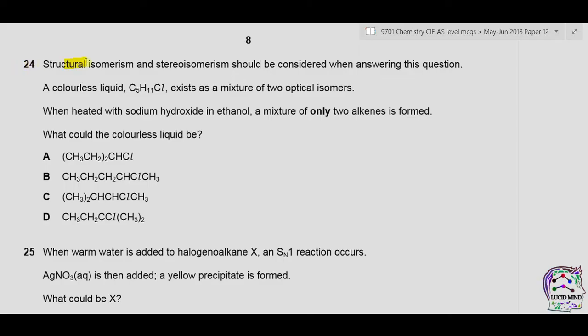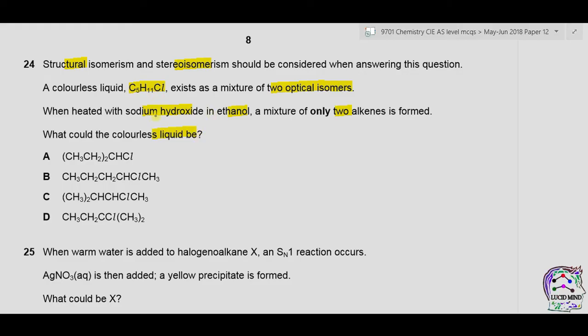Question 24. Structural isomerism and stereoisomerism should be considered when answering this question. A colorless liquid C5H11Cl exists as a mixture of two optical isomers. When heated with sodium hydroxide in ethanol, a mixture of only two alkenes is formed. What could the colorless liquid be?